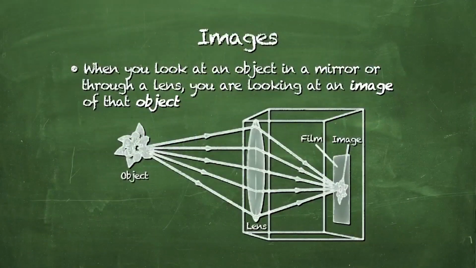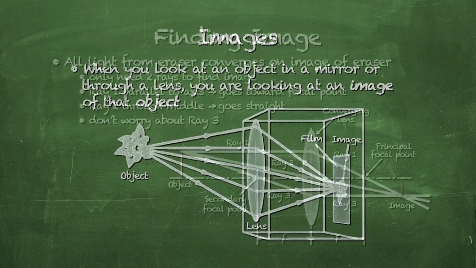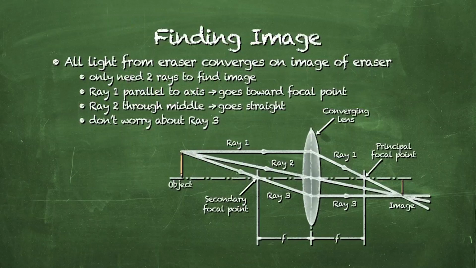So when you look at an object in a mirror or through a lens, you're actually looking at the image of that object. Now, let's learn how to find where the image of an object is formed. In this diagram, we have a converging lens, and you know that it's going to be a converging lens because it's thicker in the middle than at the edges, so it's going to cause the light to bend towards the middle, or converge. We have an object, which is a pencil, standing on its tip with its eraser in the air.